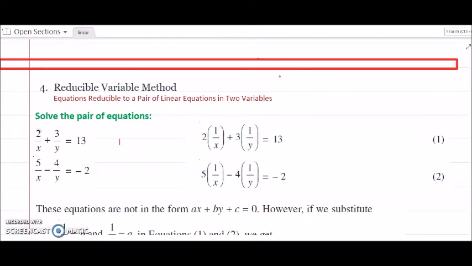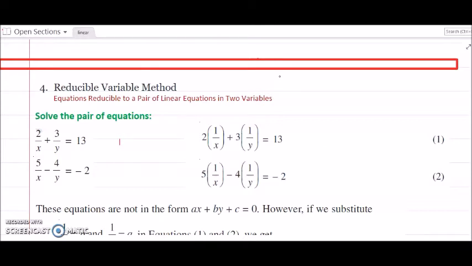Whenever you see a pair of linear equations in two variables where your variables are in the denominator, like this: 2 by x means variable x is in the denominator, plus 3 by y, y is in the denominator. Again here 5 upon x means x is in the denominator, and here 4 upon y means y is in the denominator. Whenever you see your pair of linear equations in two variables like this, when the variables are in the denominator, you have to apply this method, the reducible variable method.